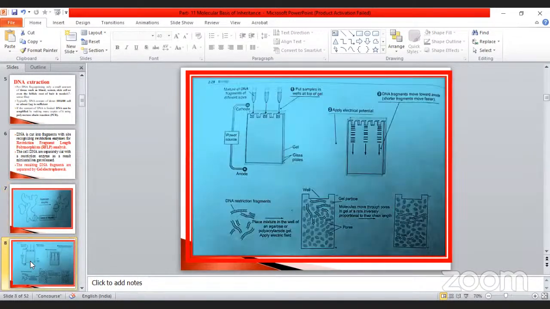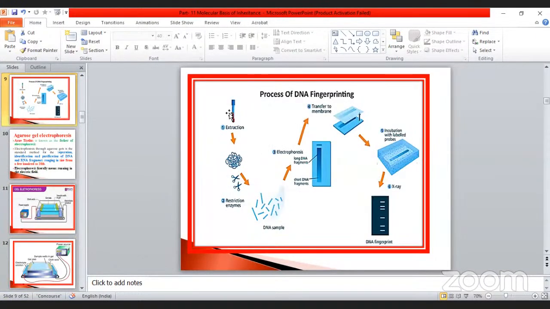See that one. So this is the extraction process. DNA is cut into small fragments, then transferred to the gel electrophoresis. We will obtain the short fragments, and also incubation with the labeled probe, and it is also exposed to X-rays, with the help of ethidium bromide stain.